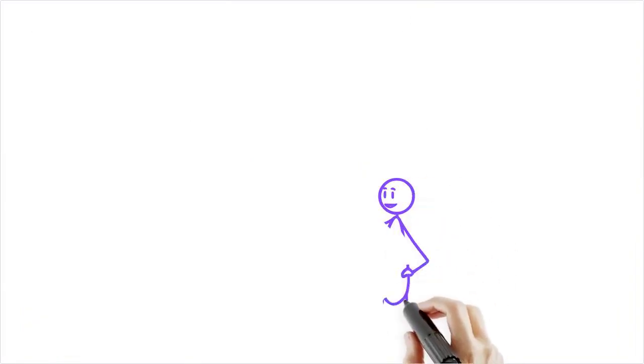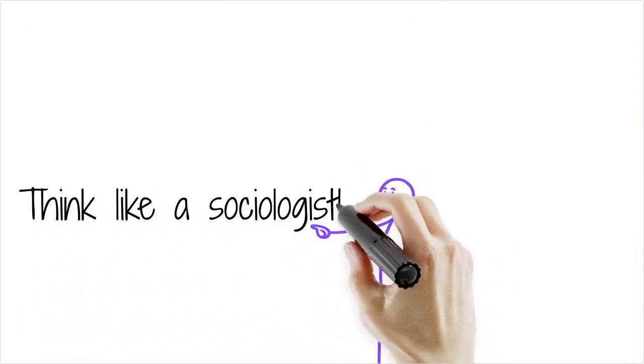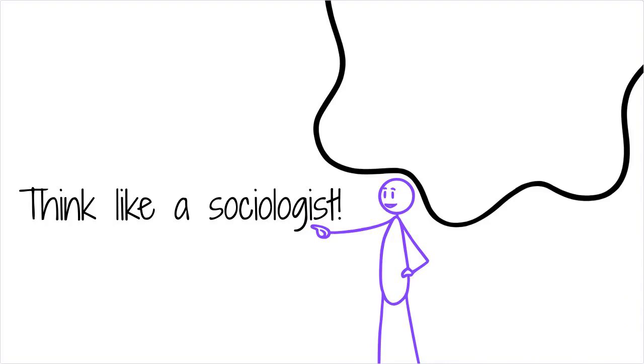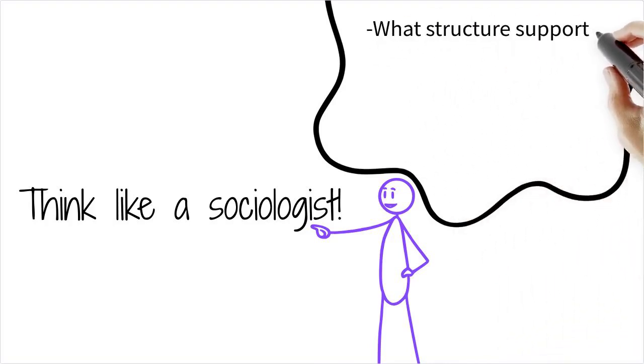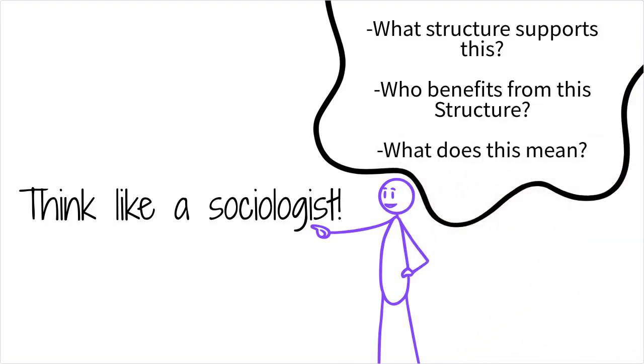Next time you scroll on your phone, shop in a store, argue with a friend, or vote, ask yourself, what structure supports this? Who benefits from this structure? What does it mean? And congrats, you'd be thinking like a sociologist. It's not that hard, and it makes for great conversations.